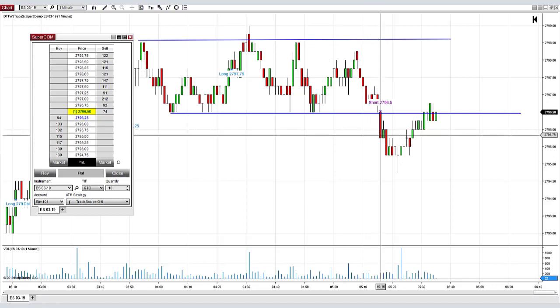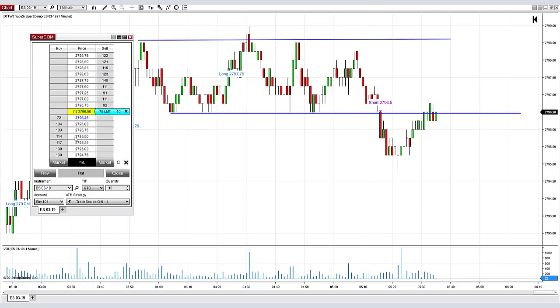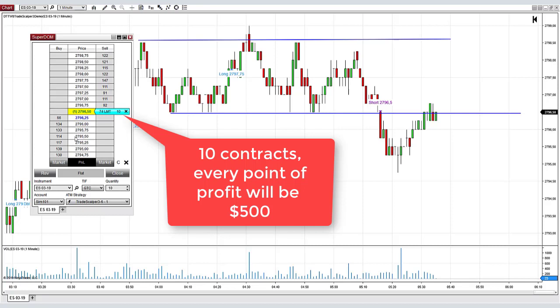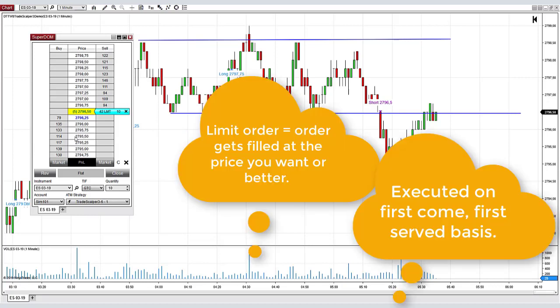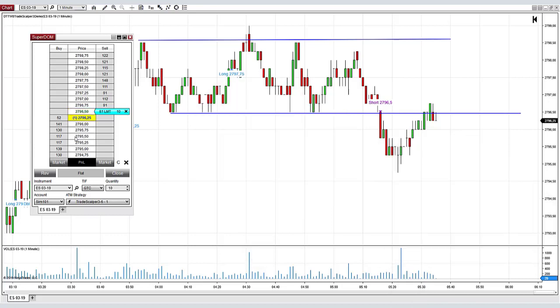So I enter with a limit order, waiting for the order to get filled. This is 10 contracts. Every point of profit will be $500. So in this trade, I'm looking to make around 500 bucks. Could be less, could be more, depending on the price action. The limit orders are filled on a first come, first served basis, so I just need to sit tight here, not move around, and I will get filled.